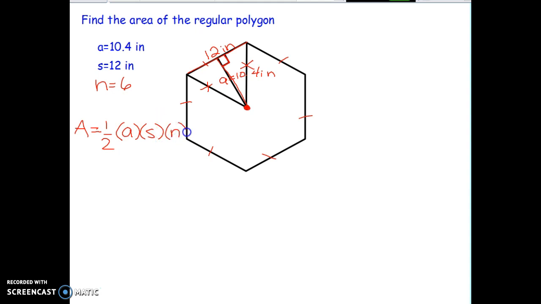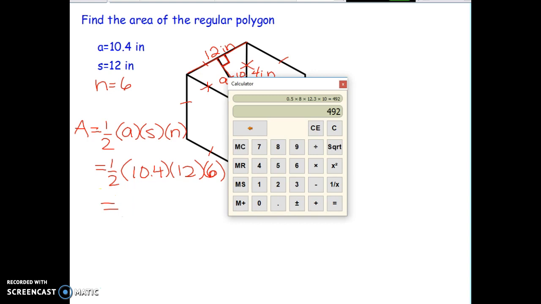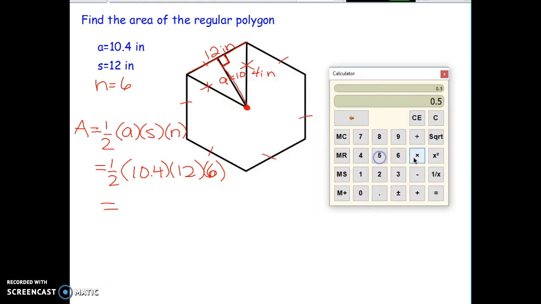So again, all we have to do is take this information. And again, it doesn't matter what order you put them in because multiplication is commutative. So 1/2 times 10.4 times 12 times 6, or 0.5 times 10.4 times 12 times 6, is equal to 374.4. And again, we have a unit, so we're just going to label this inches squared.